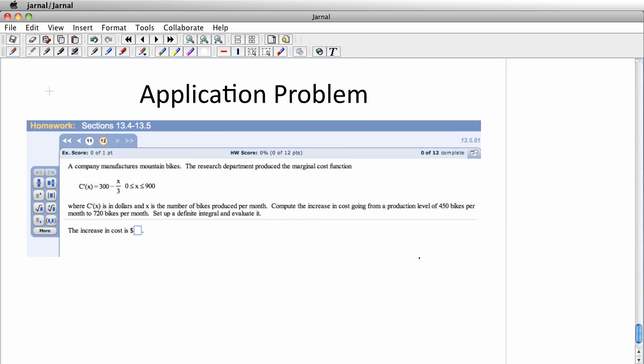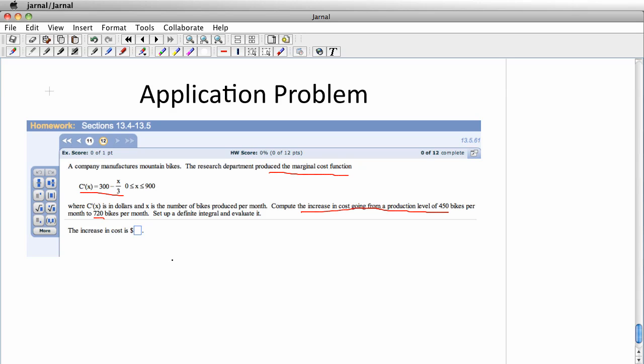The last problem that we have is one, again, that uses a cost function. In this case, we have some research that has told us a marginal cost function. And we want to know what's going to happen if we increase production level from 450 bytes to 720.